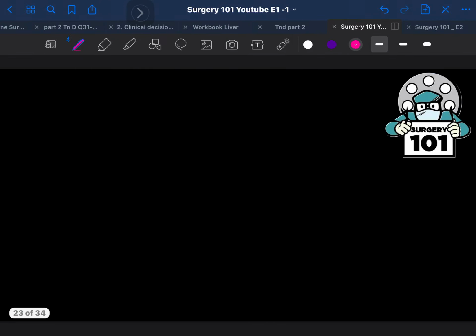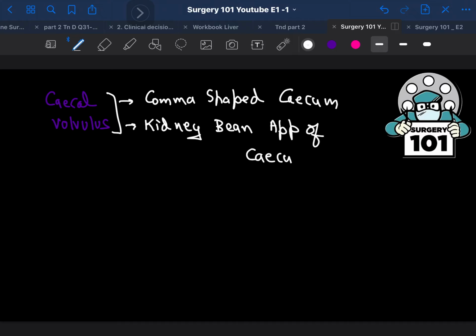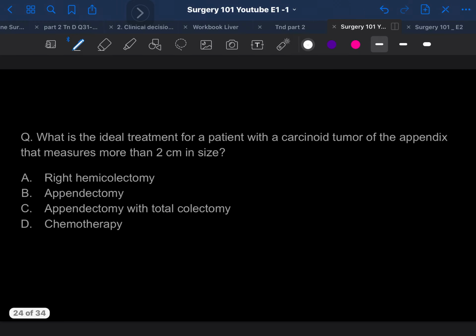Okay, now what about the cecal volvulus, guys? If they give you in the question that there is a comma shaped cecum, or let's say there is a kidney bean appearance of cecum, then you might have a diagnosis of a cecal volvulus. So just remember this, kidney bean shaped air shadow is seen, or a comma shaped cecum is seen. This is what is prompting you that this patient is suffering from a cecal volvulus.